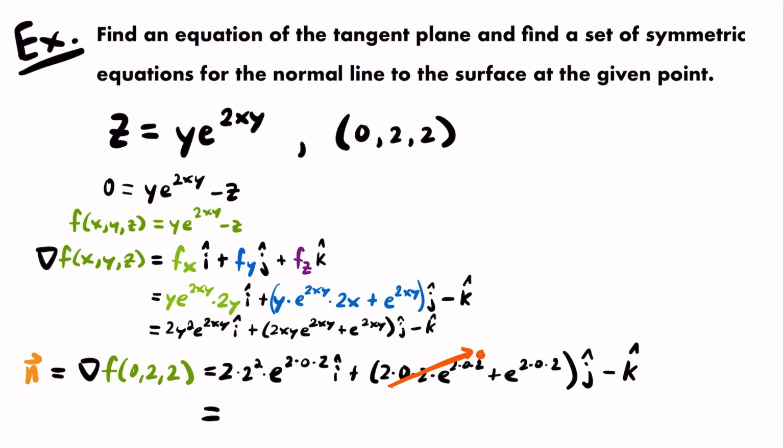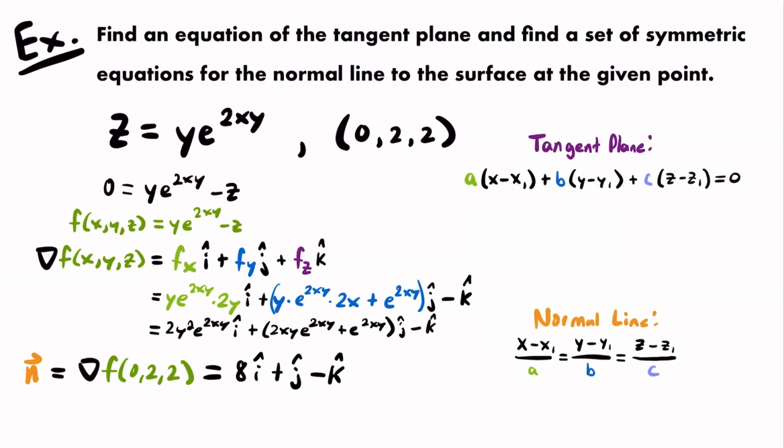We will get that the gradient is equal to 2 times 2 squared, so 2 times 4, which is 8, times e to the power of 0, which is 1. So we just have 8i plus e to the power of 0, which is 1, times j, so we just get j, and then the last term is still minus k. Nothing changes there because there was nothing to plug in for that term. Okay, and so this is the normal vector at this point on the surface, which means now we can use it to find an equation of the tangent plane and a set of symmetric equations for the normal line at that point on this surface.